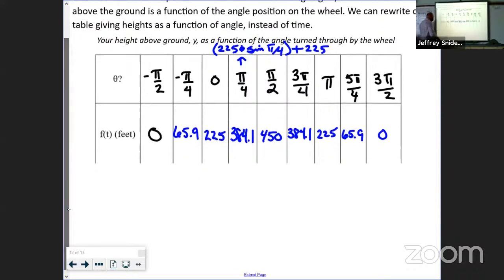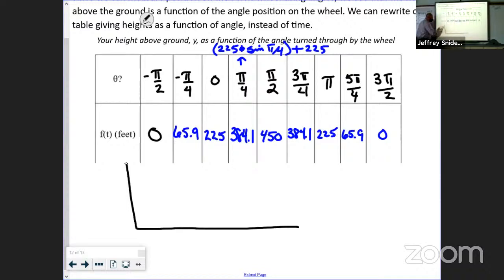So watch this. This is pretty cool. All right, so here we go. This is the height. Up here, this would be 450. Down here, of course, would be 0. This would be 225. And in between here, I could put those other heights if I wanted to. So 65.9, that's what I'm going to need. So let's just say this is 125, about right here maybe. Here's 65.9. And then right about here is the 384.1.